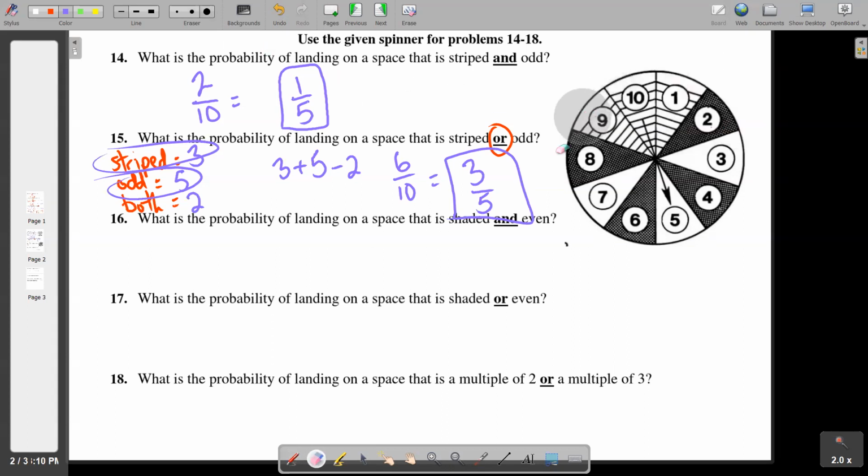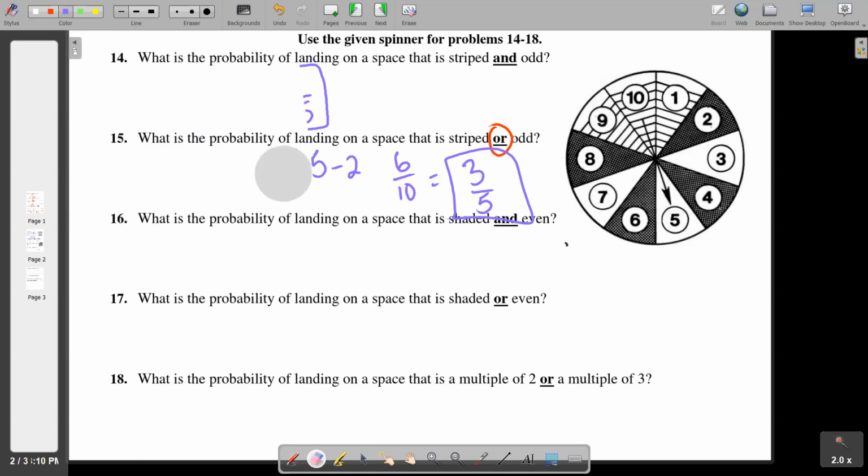Let's head on down to problem number 16. And in problem number 16, we have an AND, and that's great news because ANDs are not add and subtract. ANDs, I hope you get this in your notes, theoretically should be a trillion times easier. Okay, to be shaded and even just means I'm looking for the crossover. How many cards do you see that are shaded and even? I'll mark them.